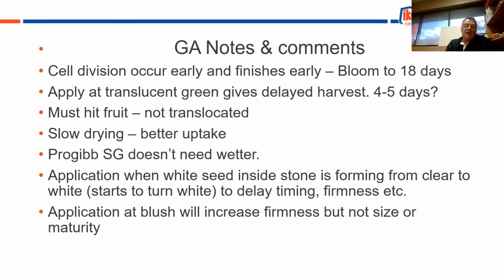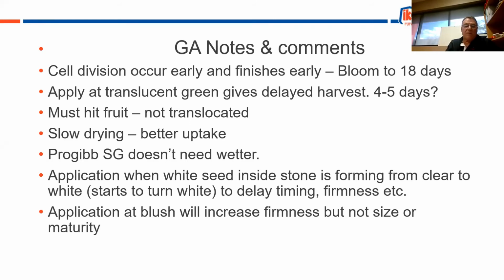Applying the GA at that translucent green size is probably what the industry tends to do. I might be wrong there, and I'd appreciate some comments. Applying at that translucent green, just as it's going into that straw colour, does delay harvest 4 or 5 days, depending on the temperatures after application. But it will give you the biggest increase in fruit size and firmness.